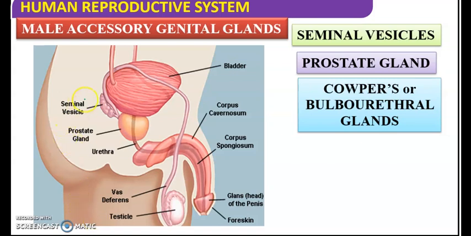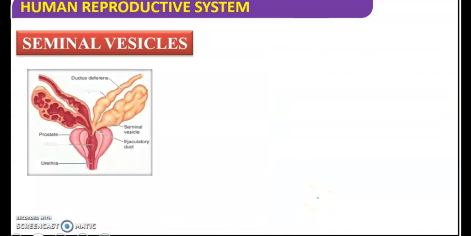So these are the 3 main accessory glands, or sex glands, or genital glands, that are present in the male reproductive system. So here is our seminal vesicle, here is our prostate gland, and somewhere in this region will be our Cowper's gland or the bulbourethral gland. So let us see each and every gland in detail.